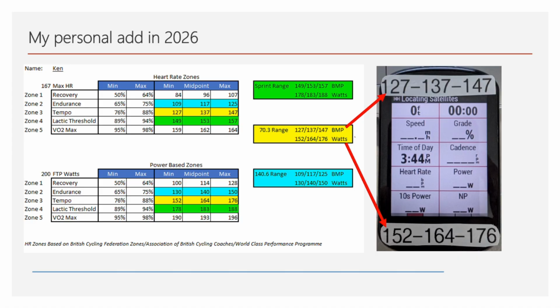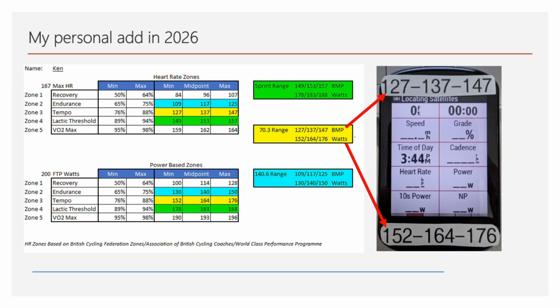So once I go into my personal data in Training Peaks, I should see heart rate zones 1 through 5: recovery, endurance, tempo, lactic threshold, and VO2 max. And percentages, how you calculate the min and the max for the British Cycling Federation zones are those percentages. And the power uses the same percentages. And my FTP right now is 200 watts. So it's just a simple arithmetic Excel spreadsheet creation.